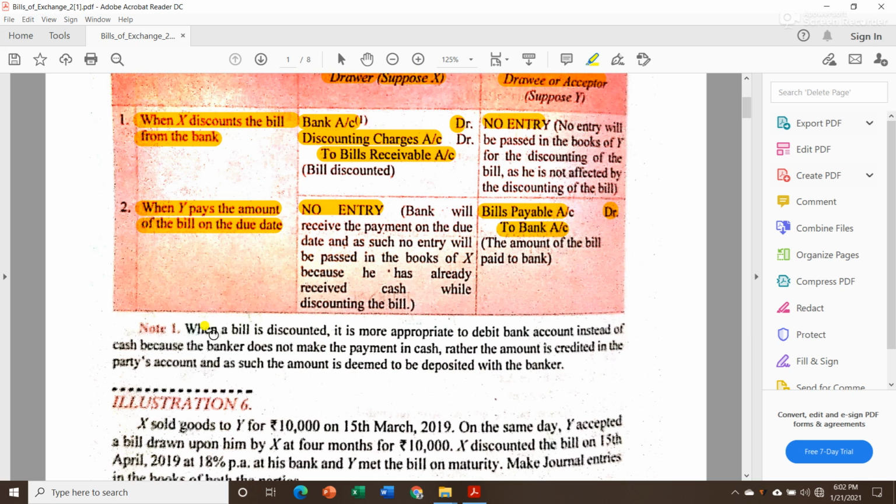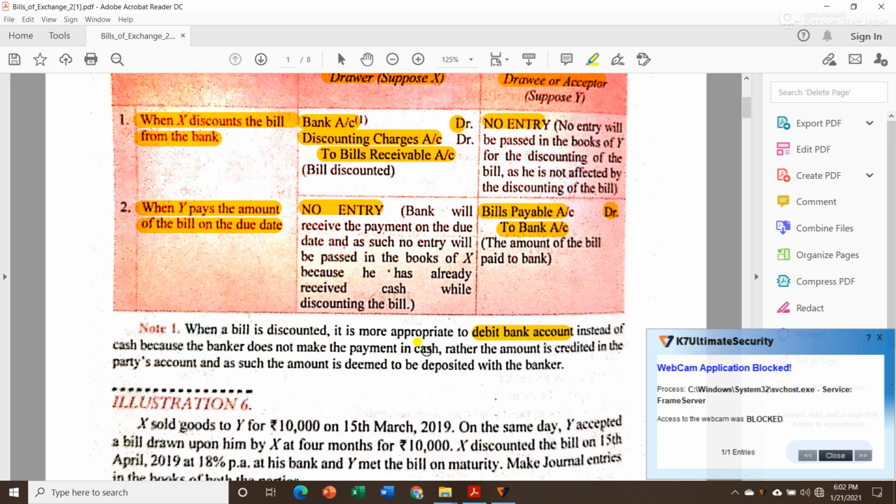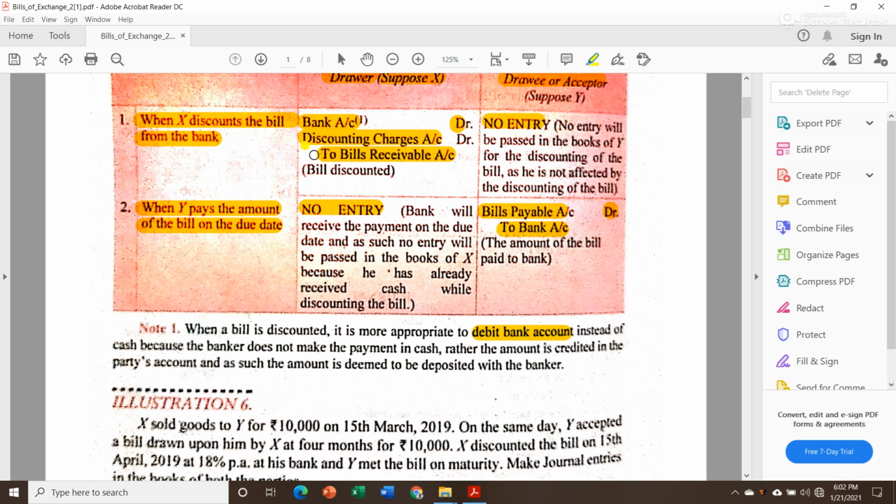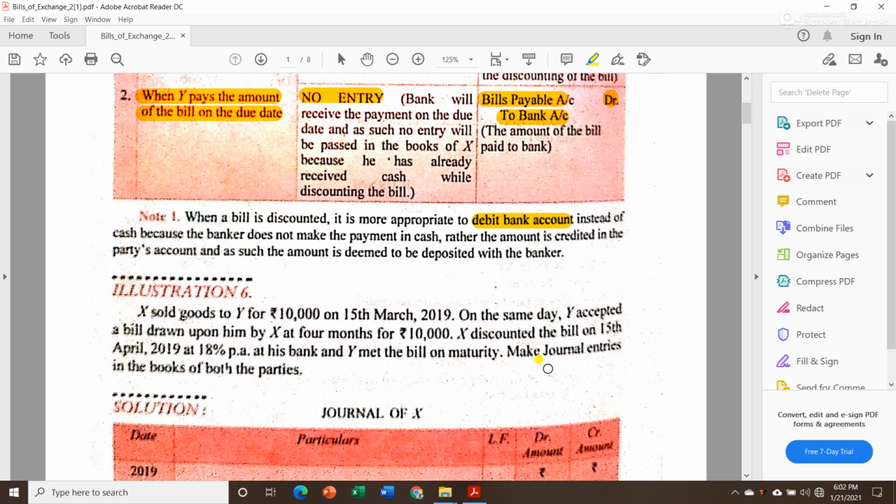Okay, now there is a note: when a bill is discounted, it is more appropriate to debit bank account instead of cash, because the banker does not make the payment in cash, rather the amount is credited in the party's account, and that is why we debit bank account. As such, the amount is deemed to be deposited with the banker. So let us see one example, and we will try to understand this properly.